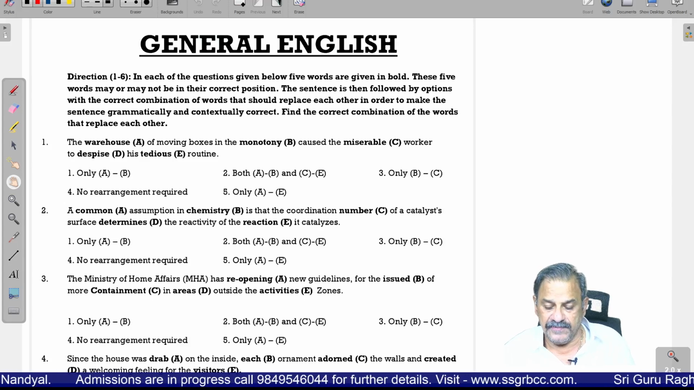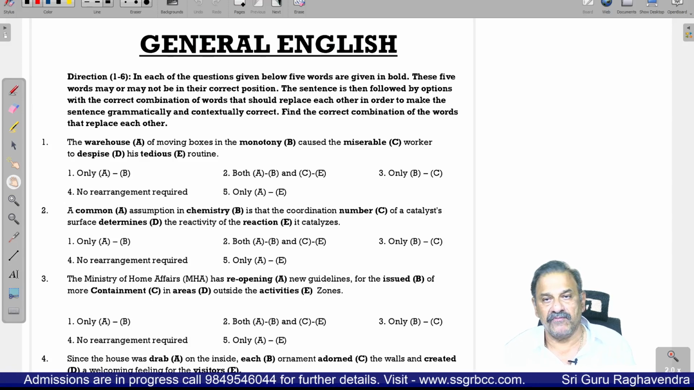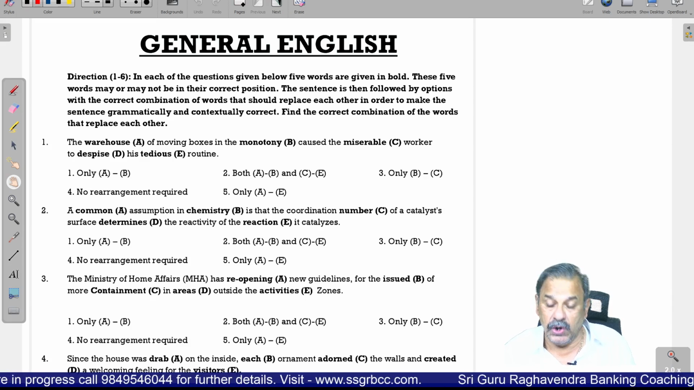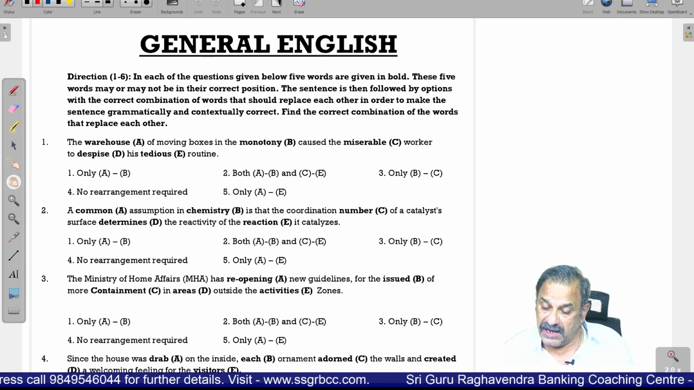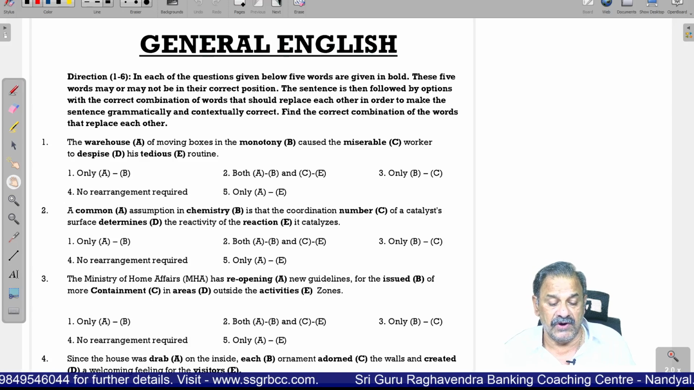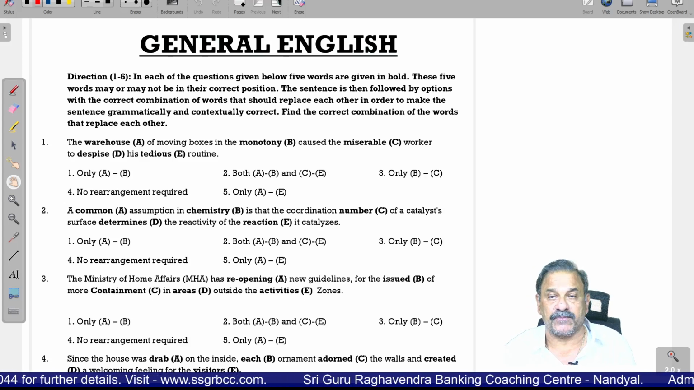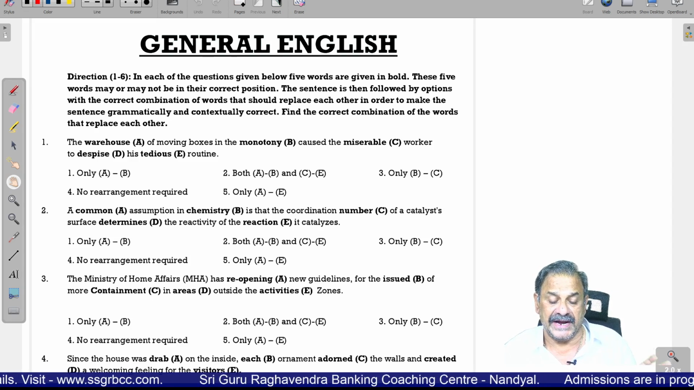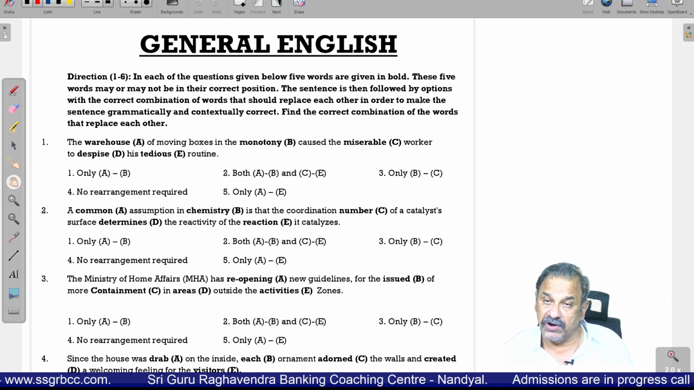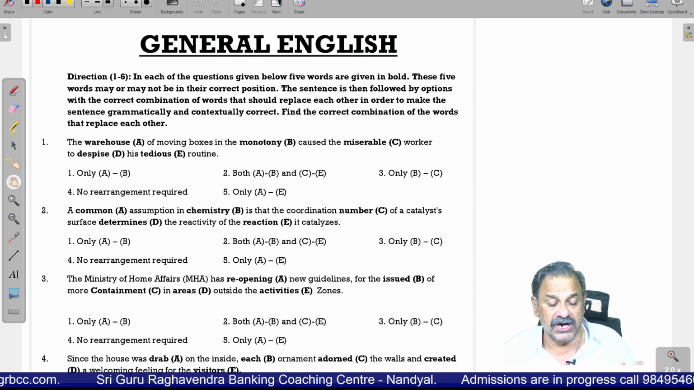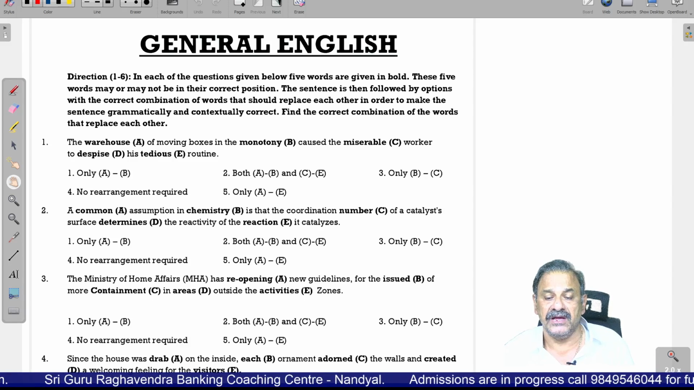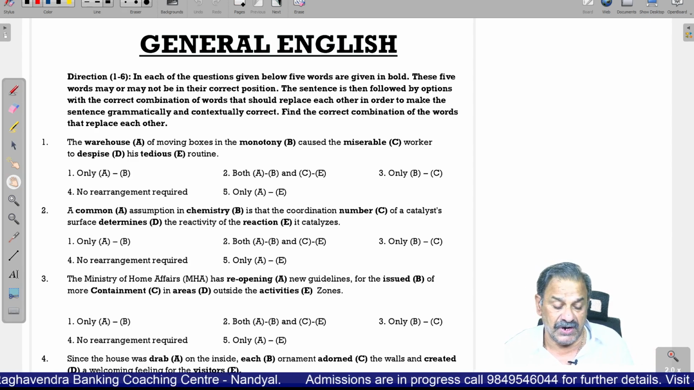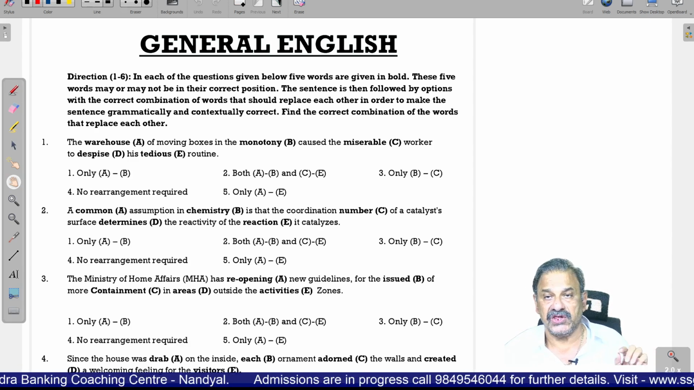1 to 6, swapping of words. In each of the questions given below, 5 words are given in bold. These 5 words may or may not be in their correct position. The sentence is then followed by options with the correct combination of words that should replace each other in order to make the sentence grammatically and contextually correct. Find the correct combination of the words that replace each other.